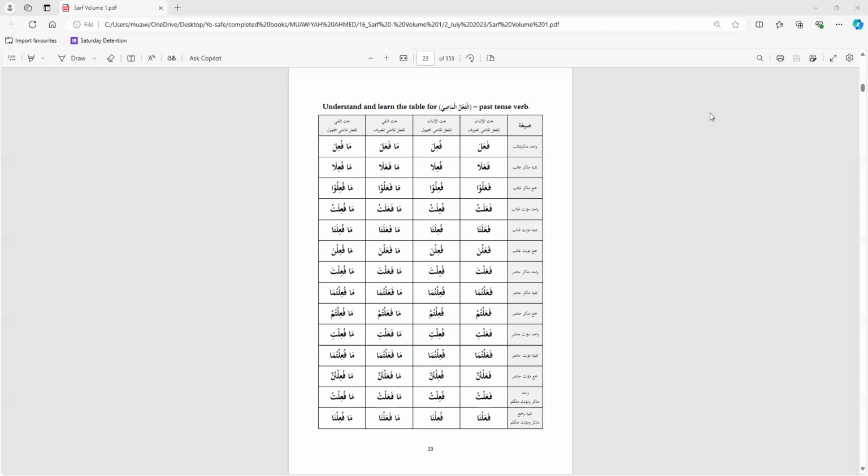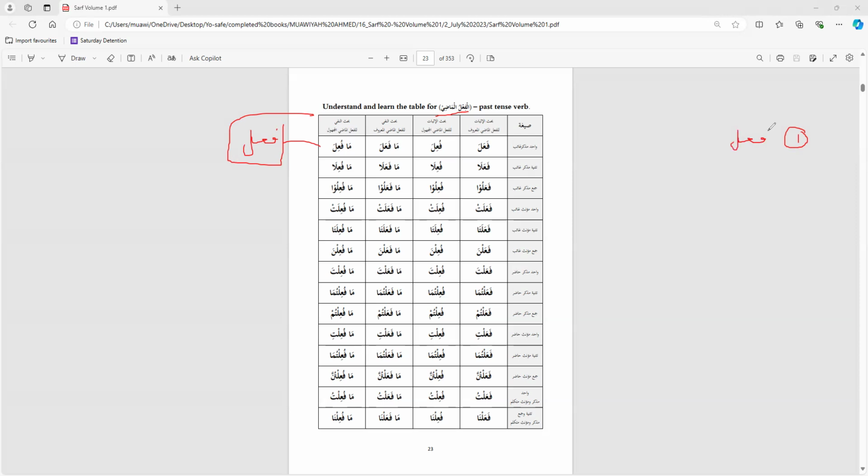In this Sarf book and many Sarf books, all the charts, the very basic example they use is the word fa'ala. They use the word fa'ala or fu'ila, basically the one that you can see on the screen. So they always start with that example. So this is fi'lul madi, past tense. Like that, we've got 8 chapters. After you've done these 8 chapters, you understand all the different formations in terms of sarf.